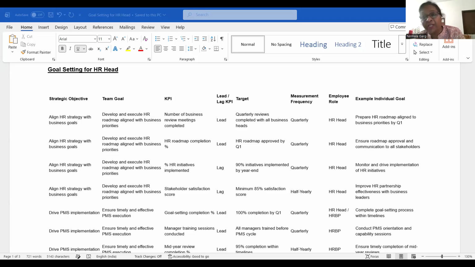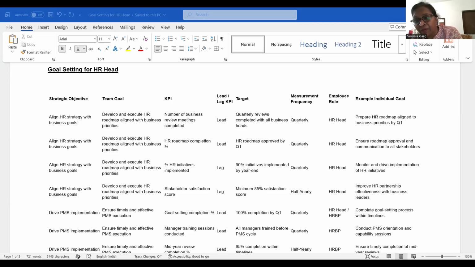So today we were talking about KPI. KPI is always a measure. It has to be quantified. So therefore, number of business review meetings completed. Does he have a measure here? There is a number here. How many times did you do? 1, 2, 3. So KPI will be that. So is it a lead indicator or a lag indicator?